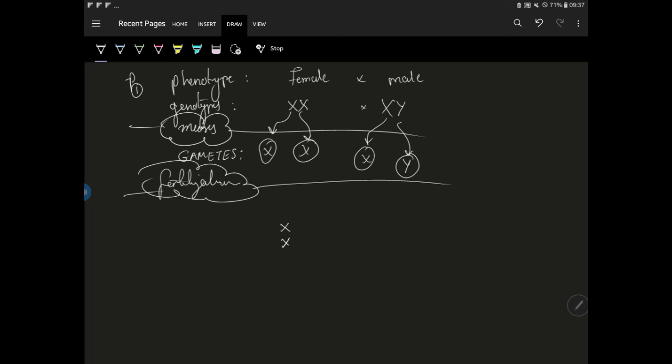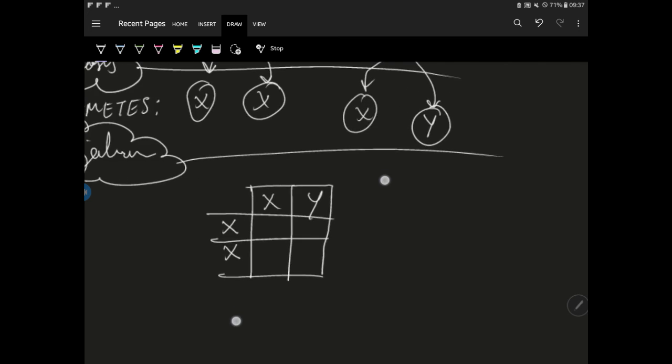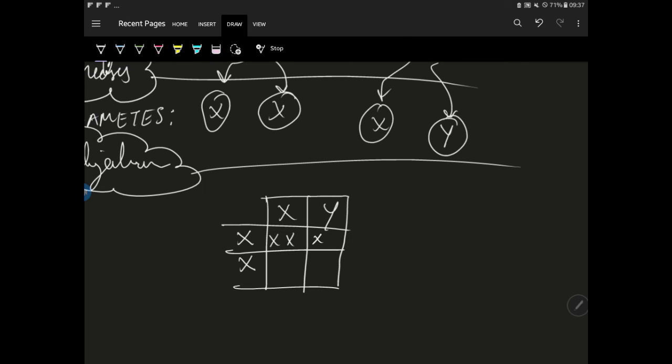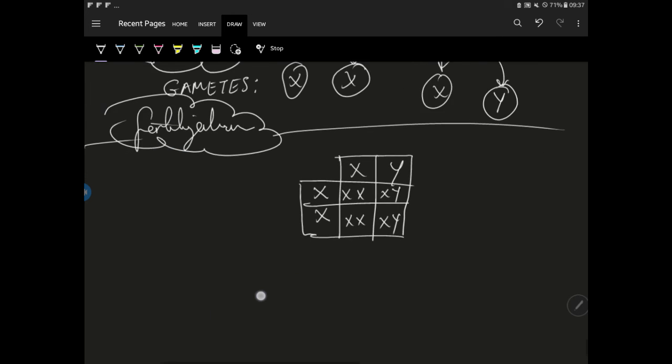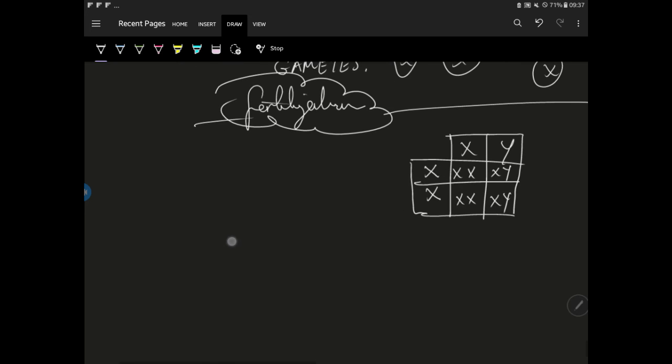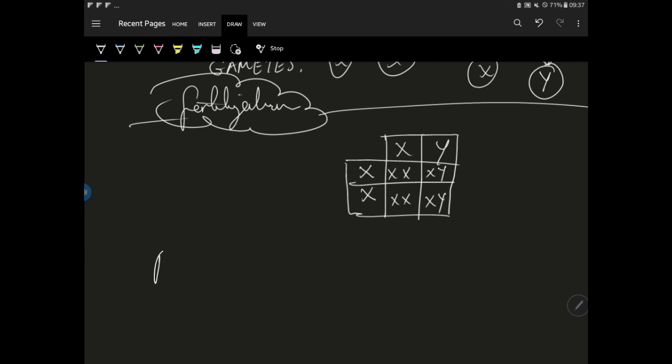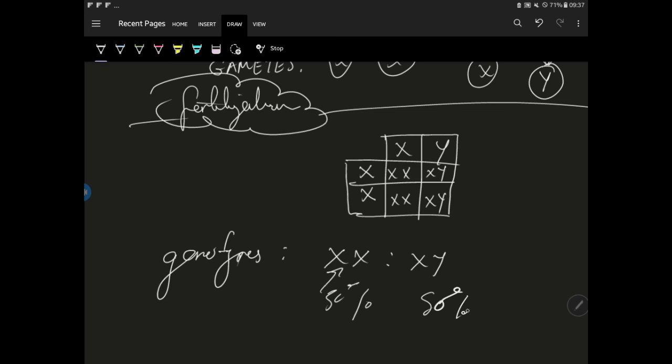So X, and we have X, Y, okay? So here we'll have XX, XY, XX, XY. So see, this is why we have a 50% chance of being male or female, because here we write down F1, first filial generation, genotypes first, and we interpret, right? Genotypes, okay? It's going to be XX to XY, so 50% chance of being female and 50% chance of being male, right?